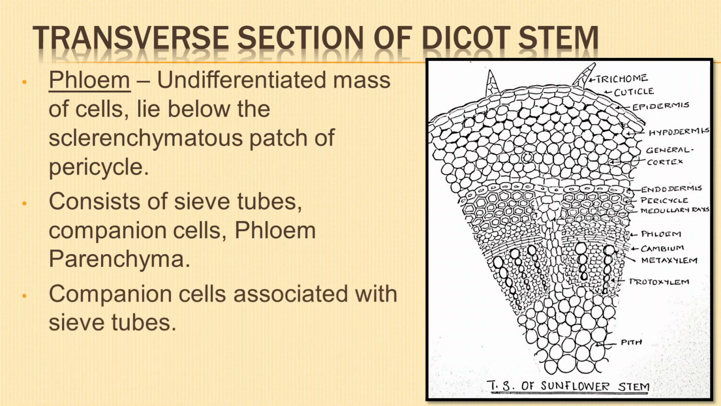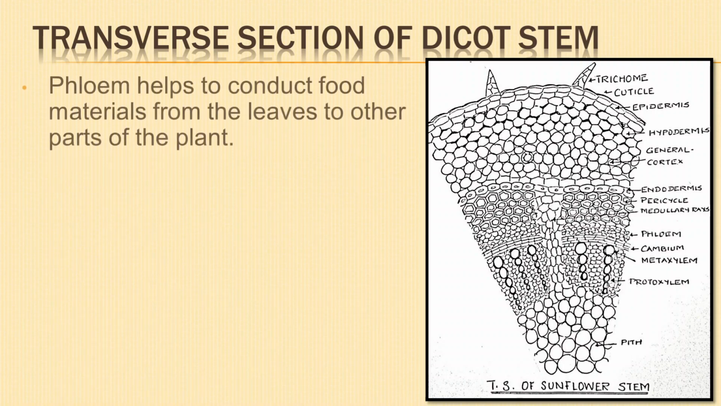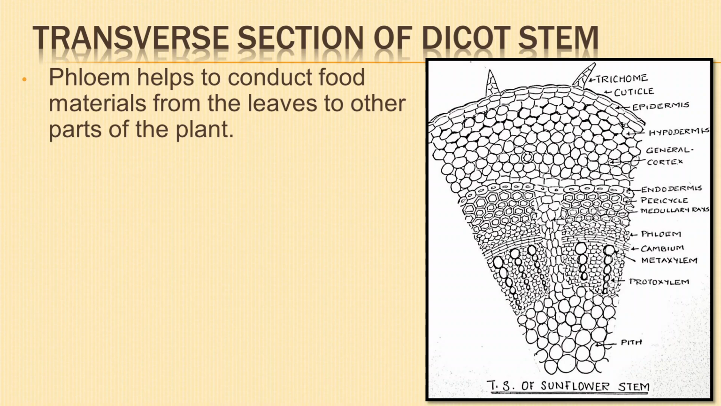Companion cell is always found associated with the sieve tube. All the above elements are living, thin-walled, made up of cellulose. Phloem helps to conduct food materials from the leaves to other parts of the plant.